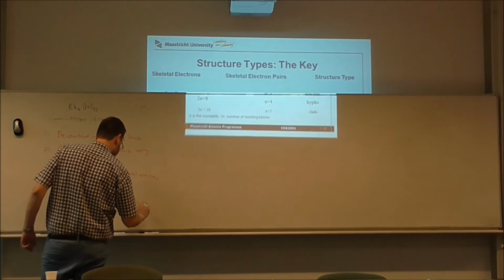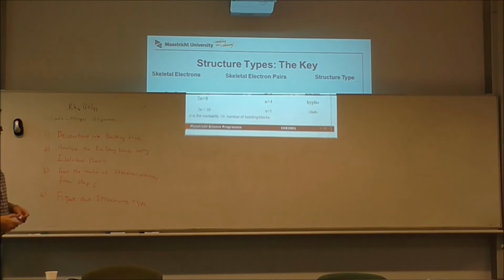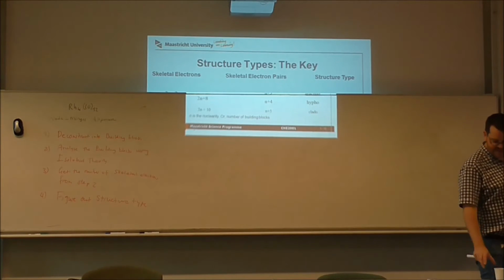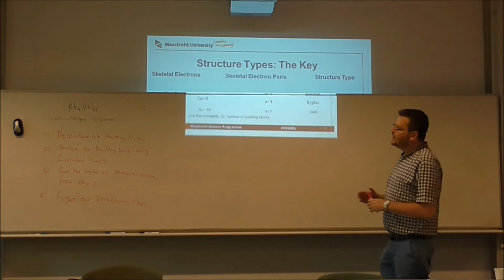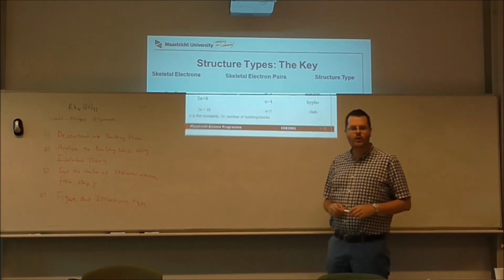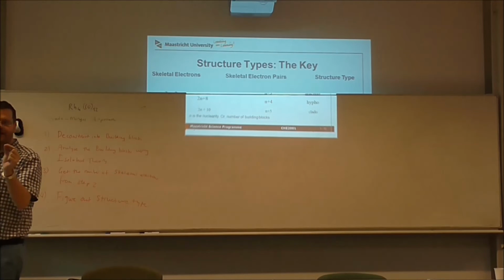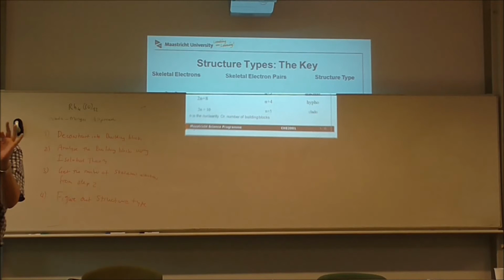All right. So let's do that. Those are the steps for the Wade-Mingos approach. And again, you can do this for any molecule under the sun. It's not restricted to boranes, it's not restricted to clusters, it just works for everything. Let's now take this example, Rh4(CO)12. We're going to deconstruct it into recognizable building blocks where we can use isolobal theory, step 2, to analyze those building blocks. Then we're going to put the building blocks back together again to make the cluster, and we're going to figure out the structure type.